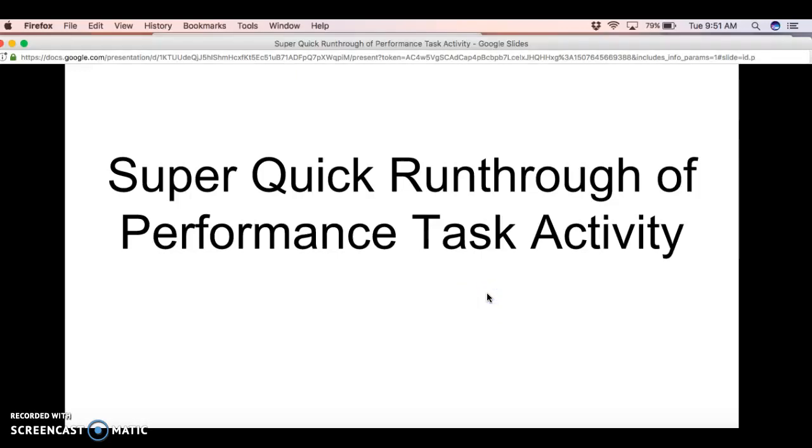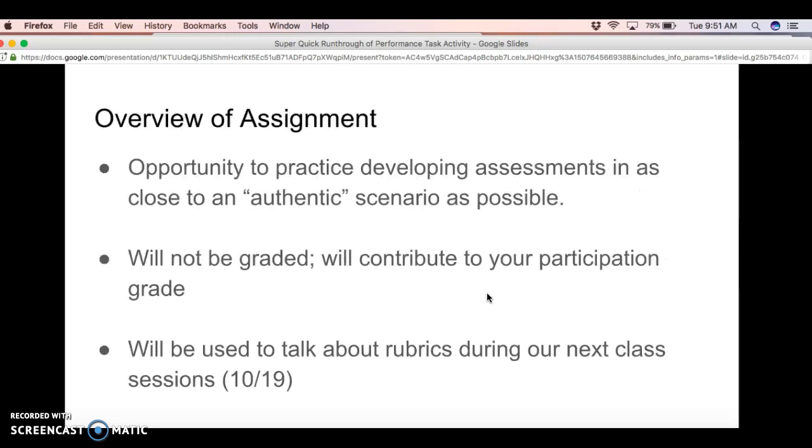All right, super quick run through of the performance activity that you'll be doing in your content area groups, due Monday, October 16th. Just want to reiterate some of the basic tenets of the assignment. What I'm really trying to do here is give you an opportunity to work in the context of a real teacher dilemma or problem scenario. In this case, for each grade, I've given you real units or real lessons, real problems of practice that teachers are facing around developing an assessment for a lesson or a unit. And I want to give you the opportunity to try to problem solve alongside of them.